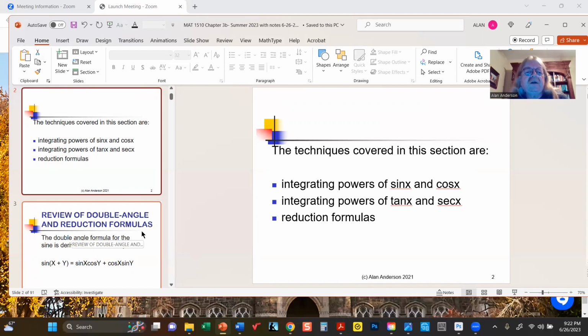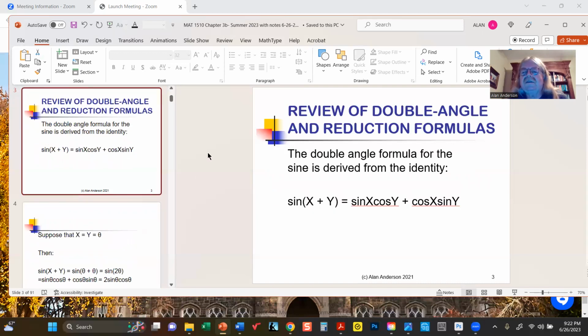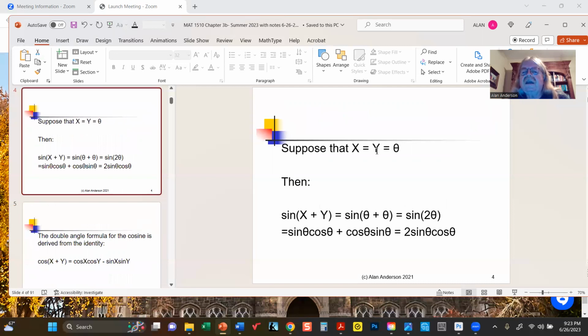Let's begin by reviewing the so-called double angle and reduction formulas. So we start out, and this is something you might have run across before, maybe not. It turns out the sine of x plus y equals the sine of x times the cosine of y plus the cosine of x times the sine of y. And this will be the starting point for the so-called double angle formulas that we will need as we go along. Now, what we're going to do here is assume that x and y are the same value.